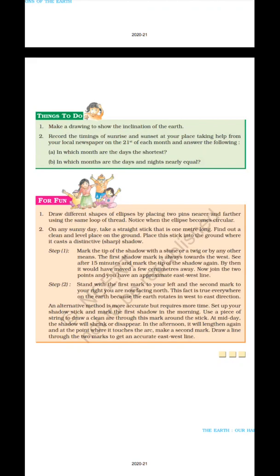sunny day, take a straight stick that is 1 meter long. Find a clean and level place on the ground. Place the stick in the ground where it casts a distinctive sharp shadow. Step 1. Mark the tip of the shadow with a stone or a twig or by any other means. The first shadow mark is always towards the west. See after 15 minutes and mark the tip of the shadow again. By then it would have moved a few centimeters away. Now join the 2 points and you have an approximate east-west line.